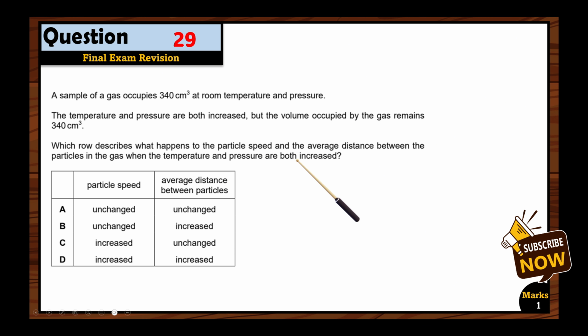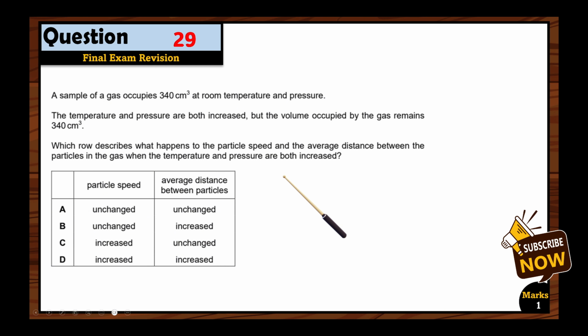Okay, so now you are increasing the temperature and also the pressure. But if you see here, what did they say? The volume occupied by the gas remains the same. So what does it mean? The distance will remain the same because the volume did not change. If you see, the volume is still the same. So it means the distance remains unchanged. So option A, option C can be right.